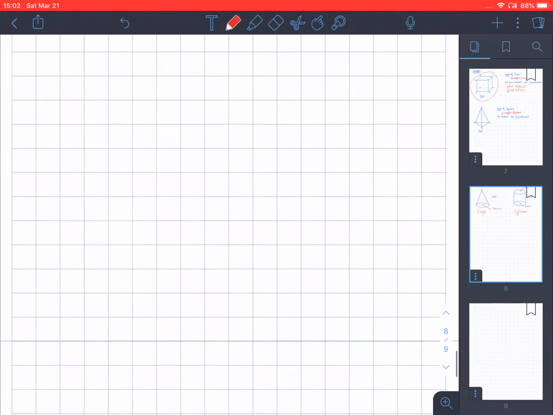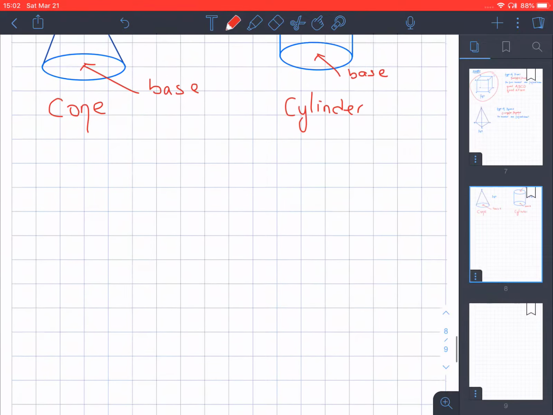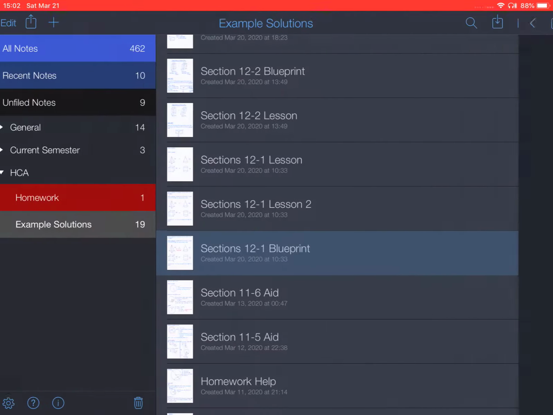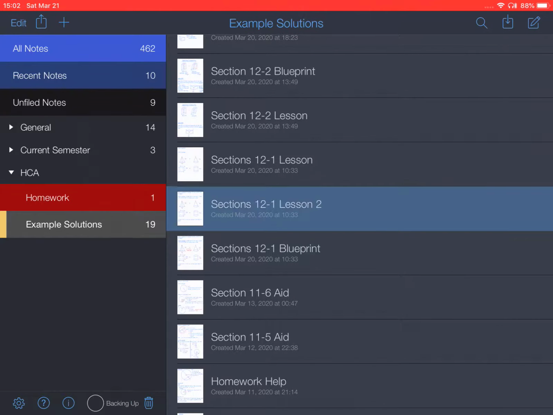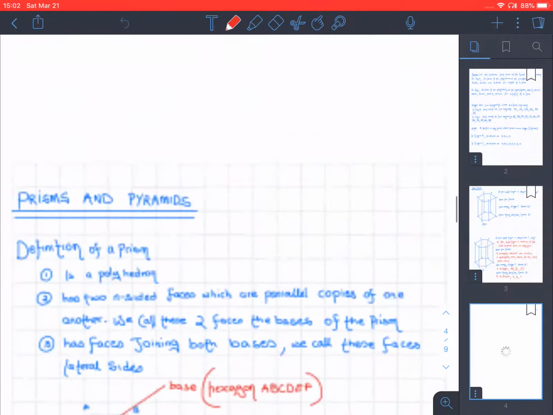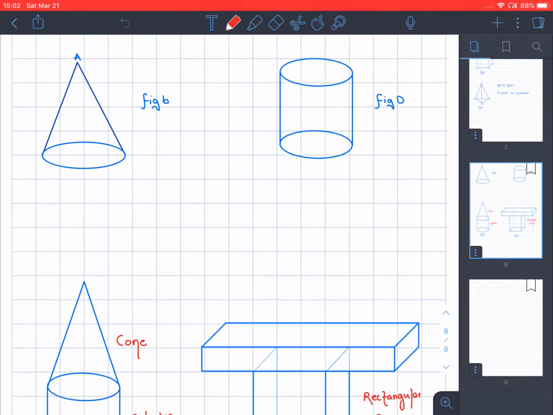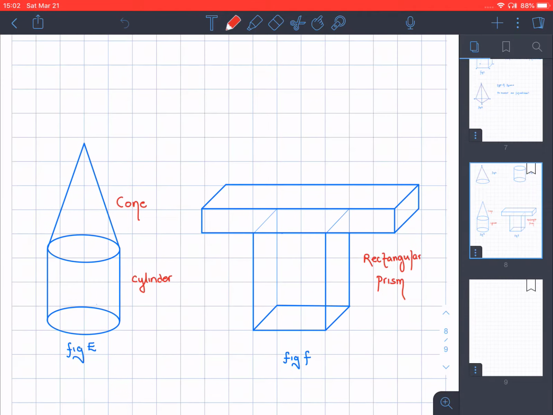And then lastly, we have something called composite polyhedrons, and those are when we join two or more solid figures together to make one bigger one.